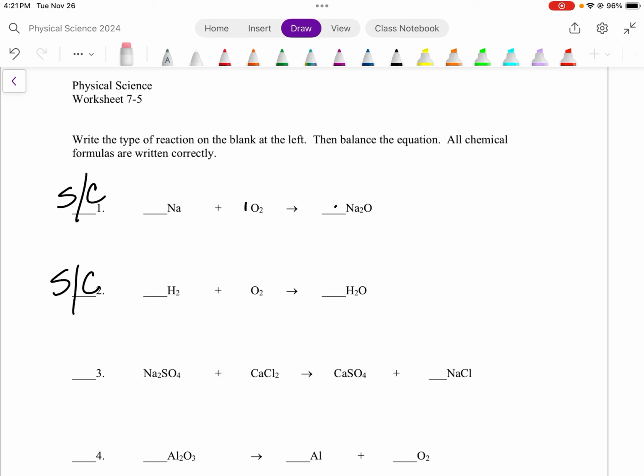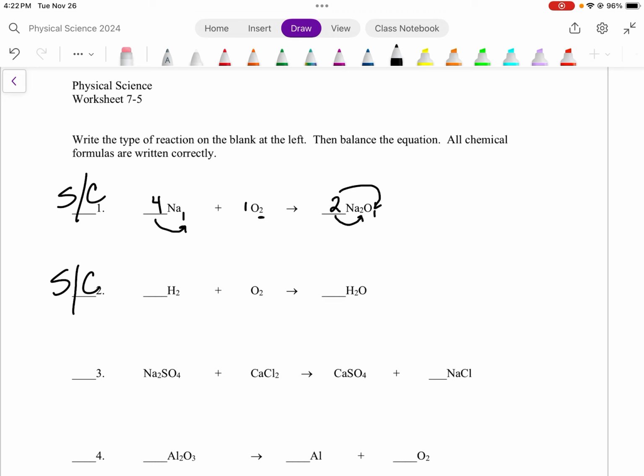And so now as I'm balancing this one, let's see, I've got 2 oxygen there, 2 oxygen right there. So I need to put a 2 there because 2 times 1 is 2. So now I have 2 oxygen, but now 2 times 2 is 4. Well, what number times 1 is going to get me to a 4? I need a 4 right there.